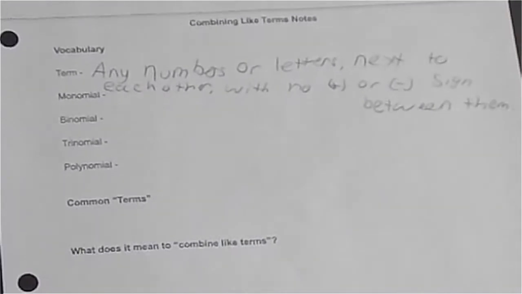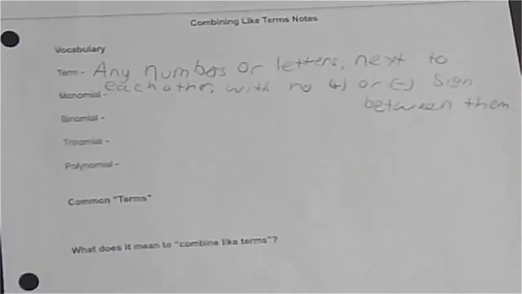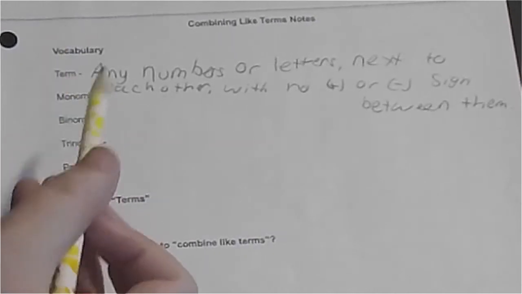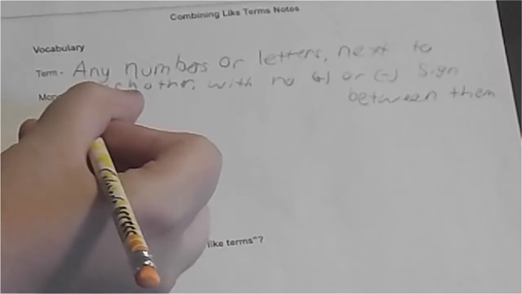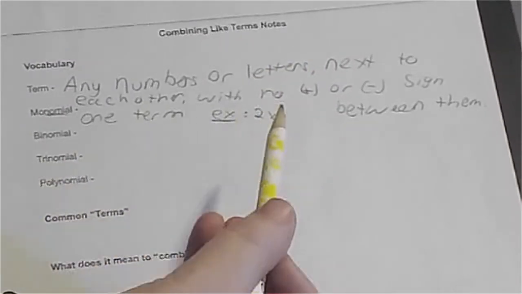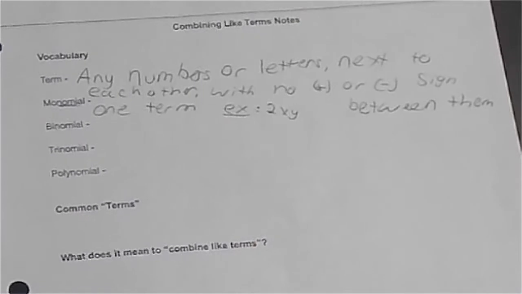At this point, I would just like to note that sometimes you might need to pause the videos to write and catch up with writing, and that's entirely okay. Our next vocabulary term is monomial. The word nomial, this part here, means term, and mono means one. So a monomial is when you have one term. An example of this might just be 2xy. So it's a number and two different letters, but they're not different terms because there's no plus or minus sign in between them.